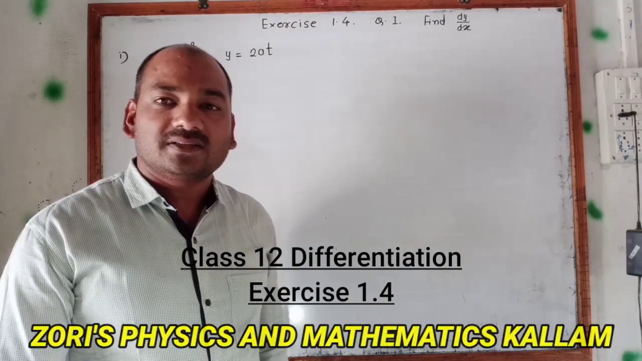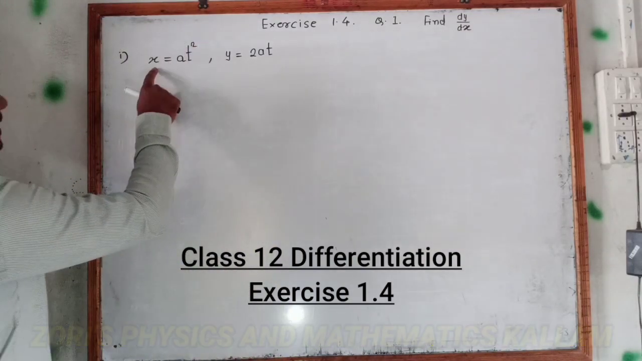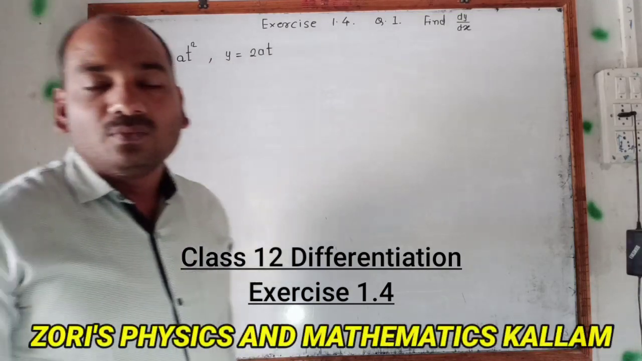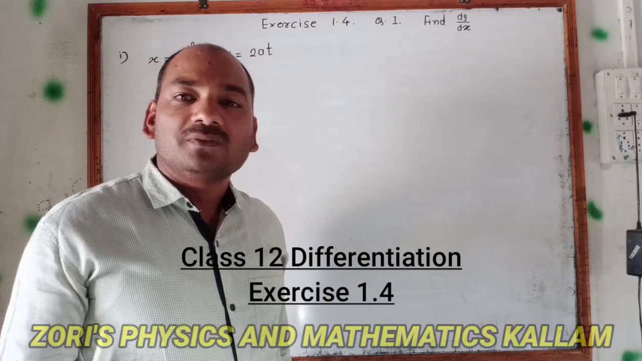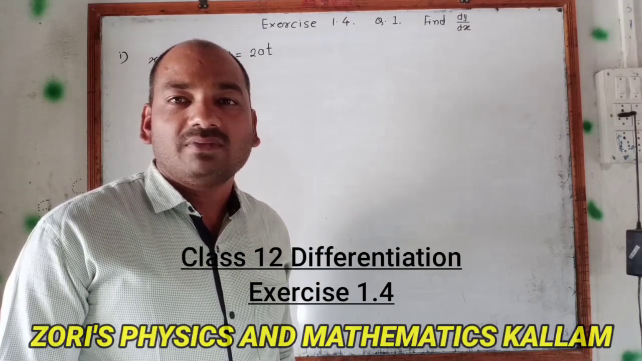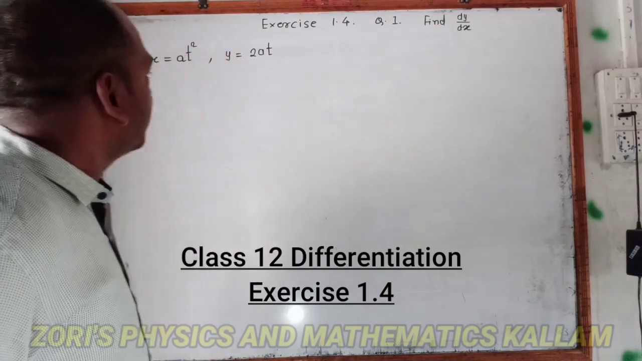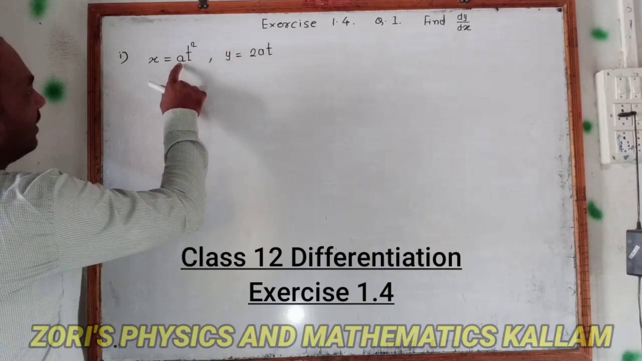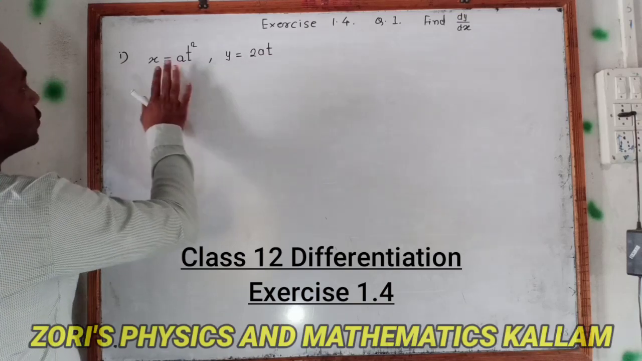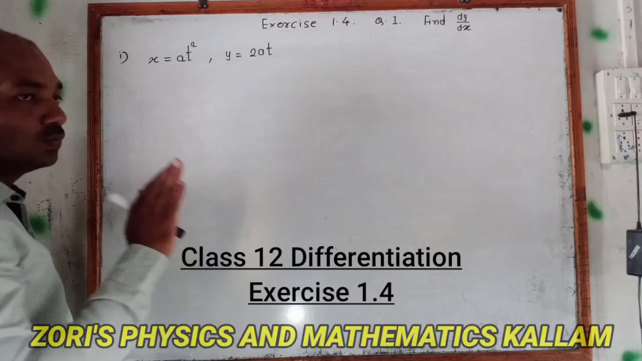Now in this type of question, given two equations, x is equal to at square and y is equal to 2at, we have to differentiate them with respect to t. In previous examples, every time we differentiated the equations with respect to x, but here a is a constant, t is variable. So these two equations, first we are going to differentiate with respect to t.